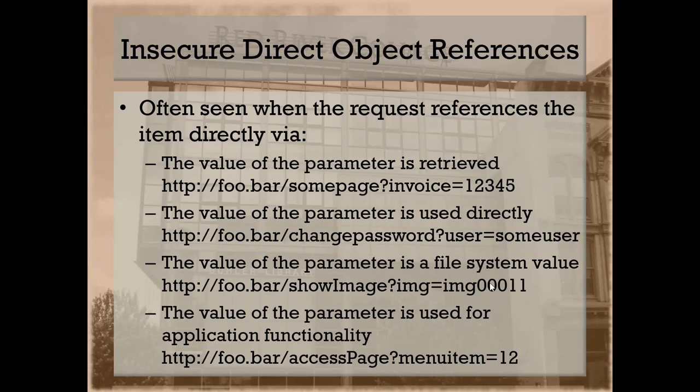Here's another example. Instead of saying invoice, you can get some other user's invoice. And this can happen from time to time. You can grab an image, but you can specify a different image value. Any questions?